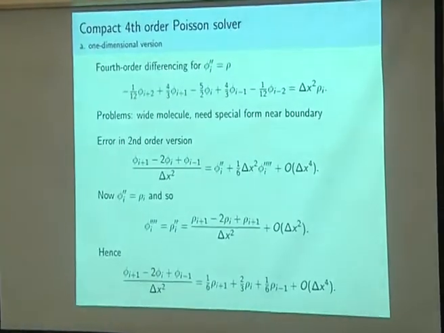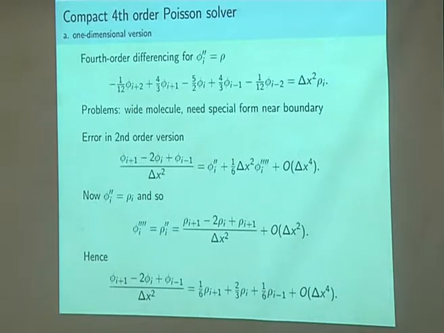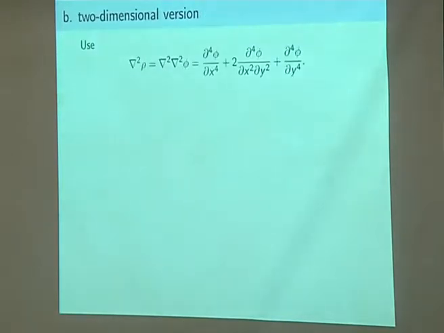So that is a compact form. It is only using 1 data point either side of the point of interest, but it's fourth order accurate. And, right, so that's in 1 dimension. We're always in 2 dimensions or 3. What happens in 3 dimensions?